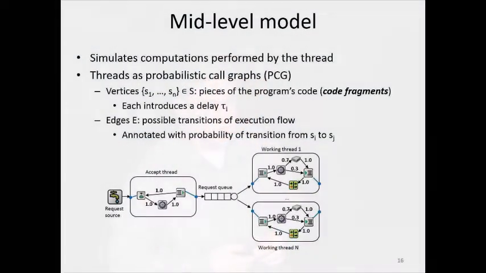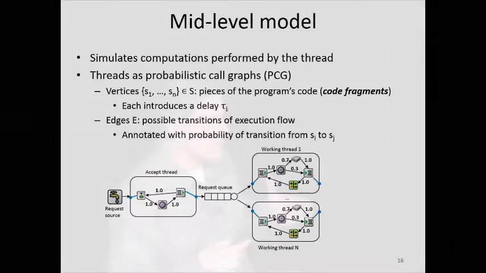The question is also, when we talk about how fast the program is processing requests, what this program is doing inside. What is the behavior? What are the computations that are performed by the threads? This is what we simulate with the mid-level model. Mid-level models simulate computations which are performed by working threads, and we simulate those as probabilistic call graphs. So they essentially capture the call graph of the thread.